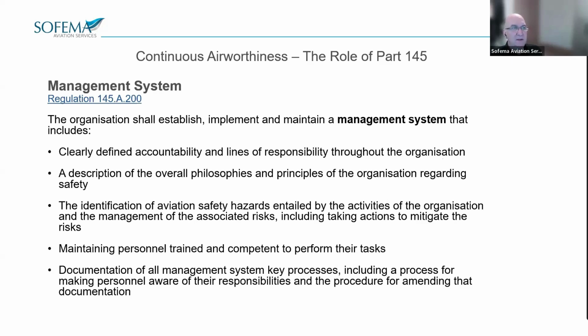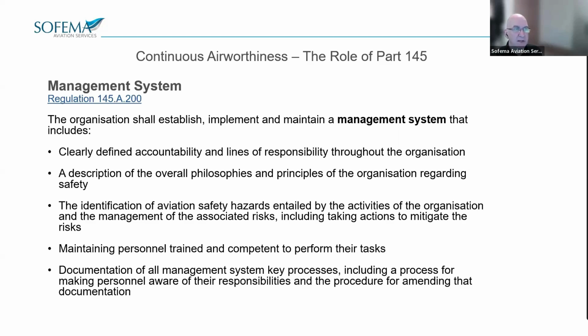The maintenance organisation needs to establish, implement and maintain a management system. This is in addition to the basic structure of accountable personnel. It's a system which defines the accountability and lines of responsibilities of the people we've already talked about, the accountable manager, compliance manager, safety manager, and so on. It will contain a description of the overall philosophies and principles of the organisation regarding its attitude and desire to protect safety. There should be a procedure in the management system for the identification of aviation safety hazards and management of associated risks with mitigation actions.